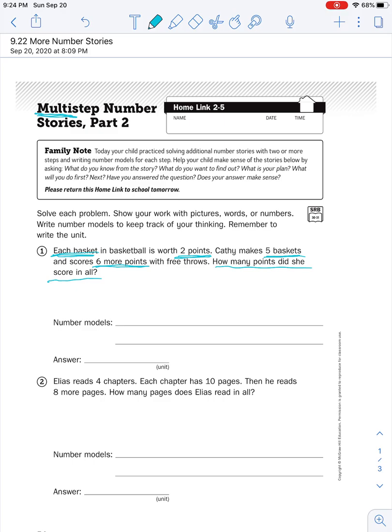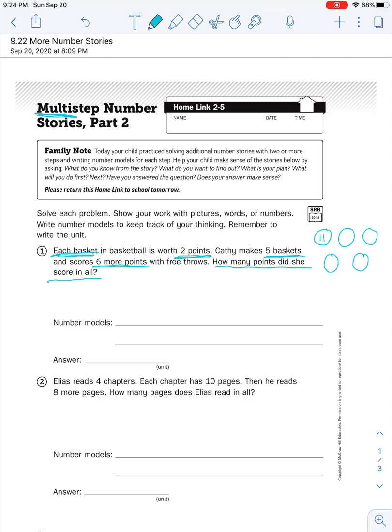Okay, so let me figure out a plan here. First off, I need to know how many points she made just with regular baskets, okay? So the 2-point baskets. So she made 5 baskets, and we know that they are 2 points each. So if she made, let's see, we'll make 5 groups because that makes the most sense to me. 1, 2, 3, 4, 5, and that represents the amount of baskets she made.